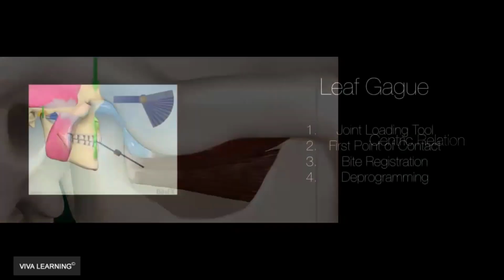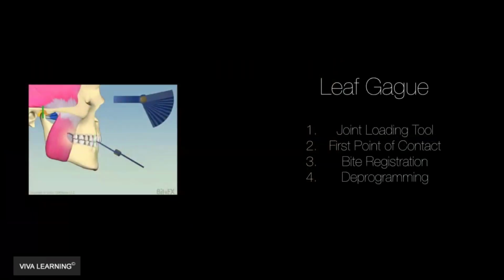So what I wanted to do is put her into centric relation. So this was really, really interesting. I used a leaf gauge. We loaded the joint, got the first point of contact. Then we did a bite registration. I sent Josh all the bite registrations. And then from there, we ended up putting her into CR. Josh ended up making the temporaries based on where she was in CR.